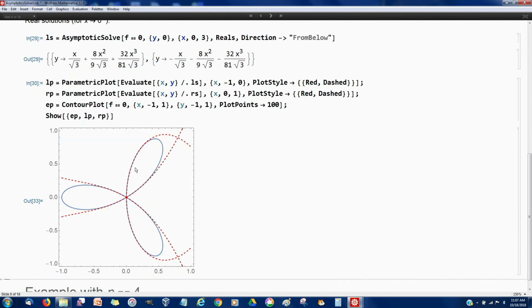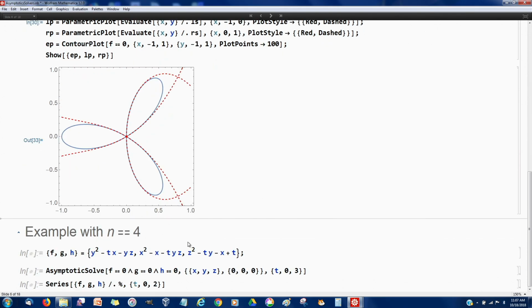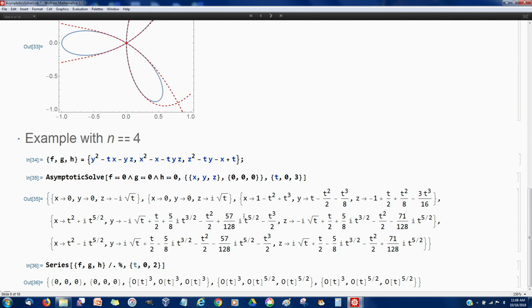So the exact curve is the blue curve, the trifolium, and we got the approximations of the solutions near 0, near the singular point. Okay, let me show the example with n equal 4. So we have 3 equations in 4 variables, so we can get solutions for 3 variables as Poisson series in the remaining 1 variable. And we can substitute back into the equation, take series to check that we got the correct result.